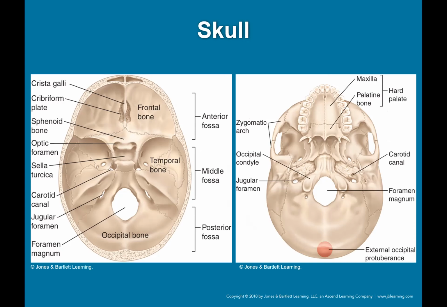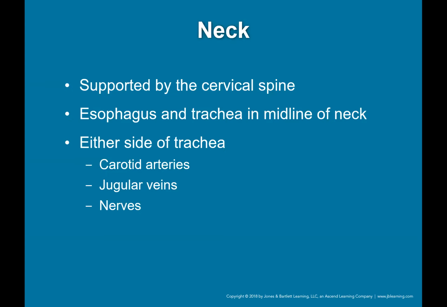But even our skull, if you look at it, it's pretty symmetrical, one side versus the other. Our body is all about symmetry. Our neck is pretty much supported by our vertebrae. Our neck houses some important things such as our trachea and our esophagus.